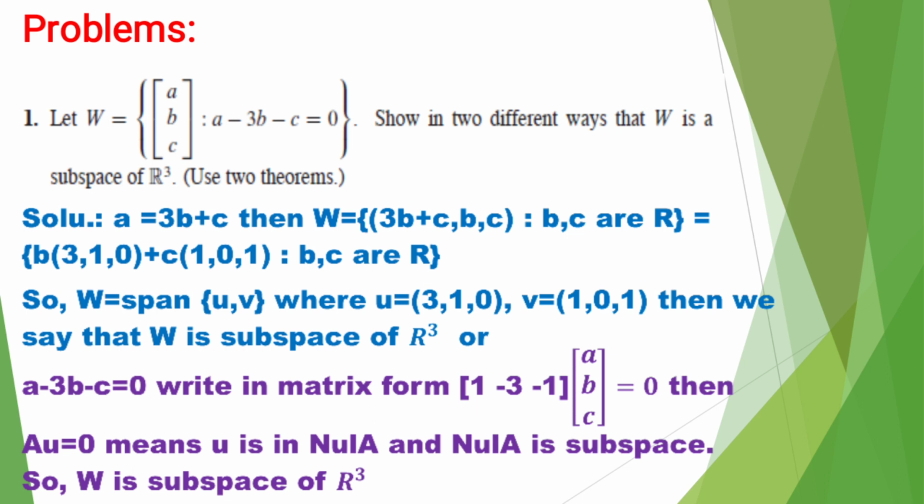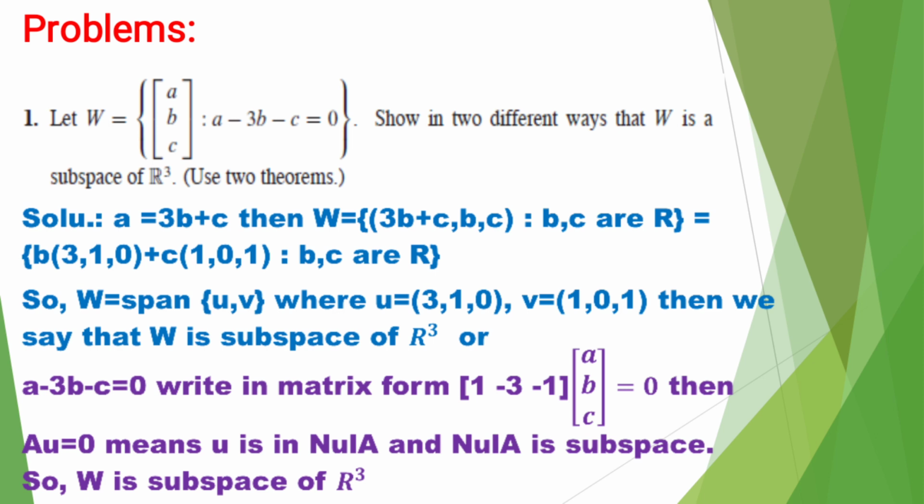The subspace conditions are as follows. One is the definition: a non-empty set that satisfies zero element in that set, U plus V belongs to that set, and cU belongs to that set. If these three conditions are satisfied, then we say that set is a subspace of the vector space. The second condition: if the elements of W can be expressed as the span of some vectors, then we know a span is a subspace. So by this theorem also we say that it is a subspace.